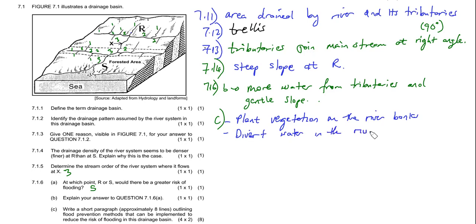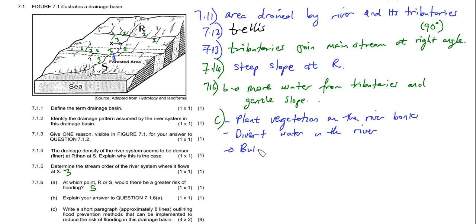Then we can also divert water. The river, so they're diverting the flow. So we can divert, let's say for here, we can divert here. And when we divert the water flow, it means that we are reducing the amount of water that will be available at S.